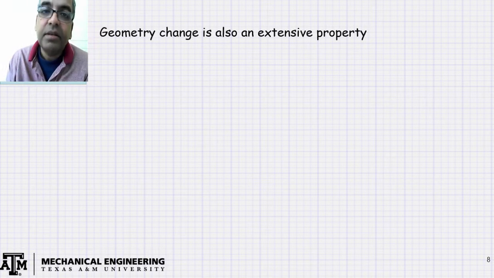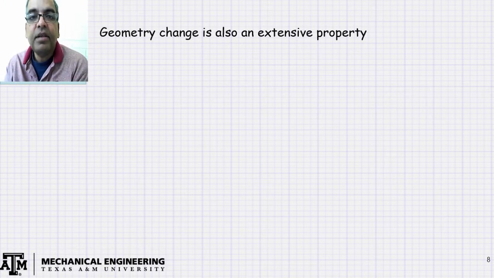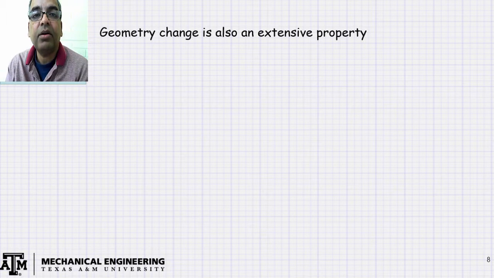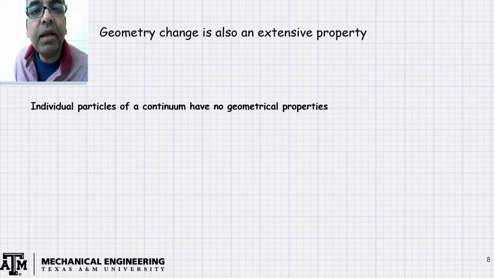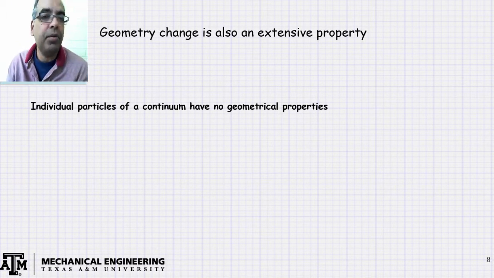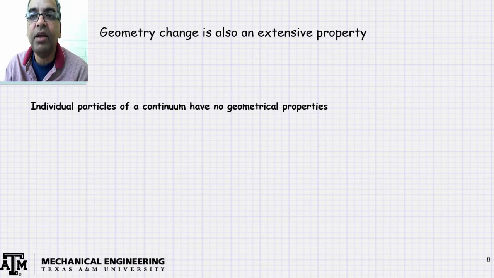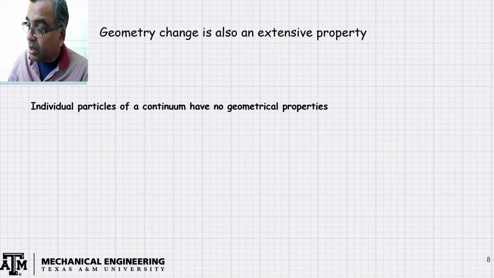The other interesting thing is, just like force intensities are extensive properties, you remember I talked to you about this thing as measure, chunks, defined on chunks. Geometry change is also an extensive property. What I mean by that is, individual particles of a continuum have no geometrical properties. They only have location. You cannot say what's the shape of a particle. That's meaningless. But you can talk about shapes of chunks.